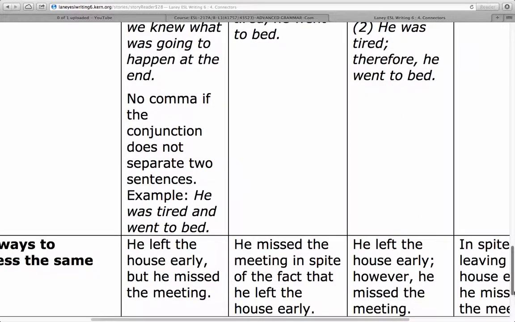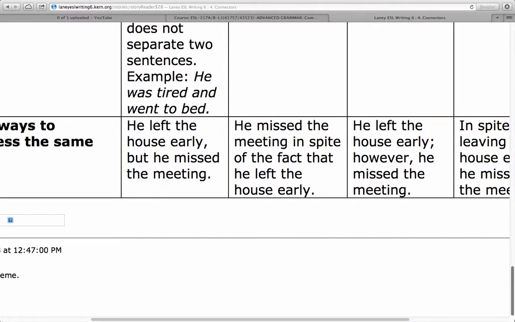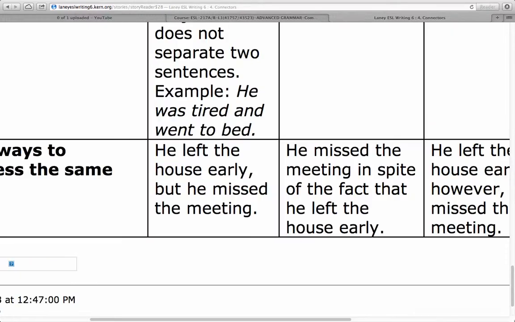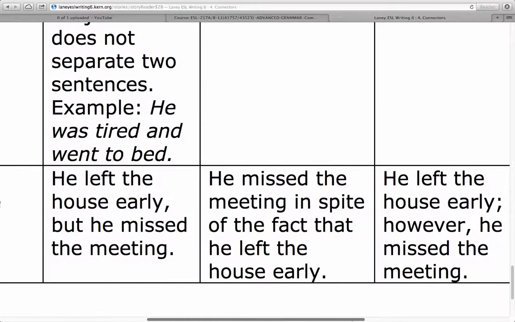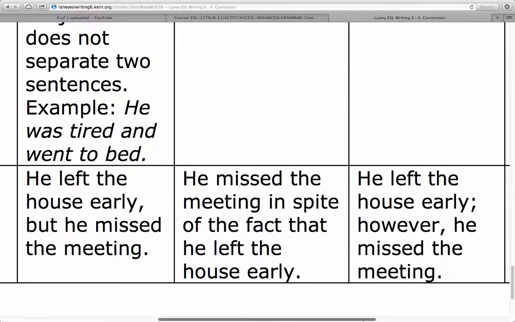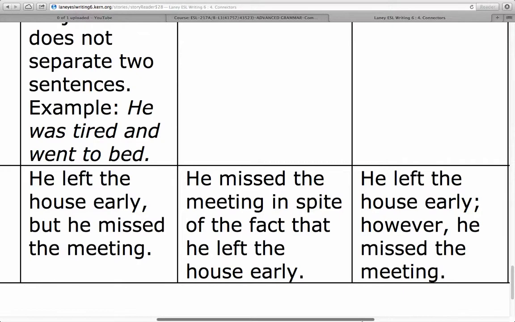Okay, but here is just a good summary of what's going on here. If you can compare these 3. These are 3 different ways to say the same thing with different connections and different punctuation. Okay, here it is with your coordinating conjunction but, the B in the fanboys. He left the house early, comma, but he missed the meeting.